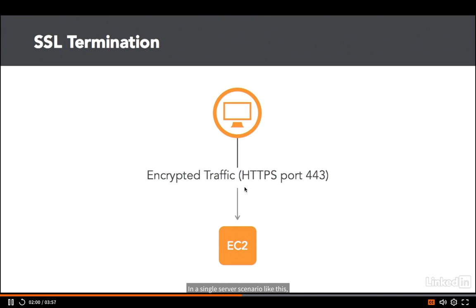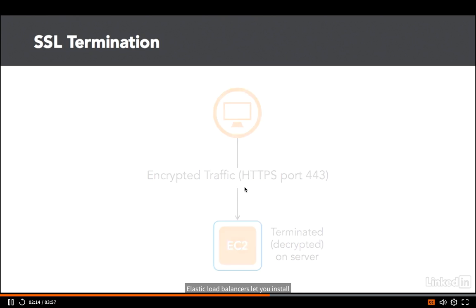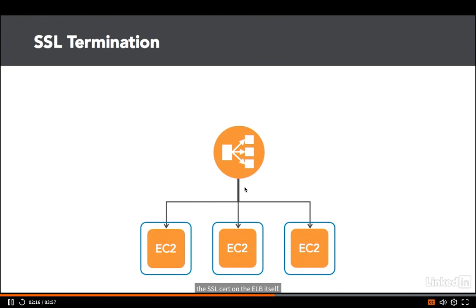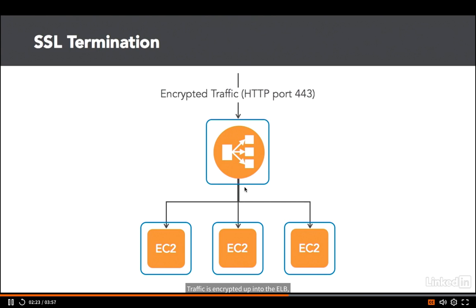In a single server scenario like this, you'd install an SSL certificate on the server itself. Of course, your web app needs its request in plain text, so the encrypted SSL traffic is terminated, that is, decrypted, on the server, and your web app can process the request. Elastic load balancers let you install the SSL cert on the ELB itself. Then, you can have your instances listen on unencrypted ports. Traffic is encrypted up to the ELB, terminated by the ELB, and then continues on as plain text. If your instances are private, unencrypted traffic is never exposed.